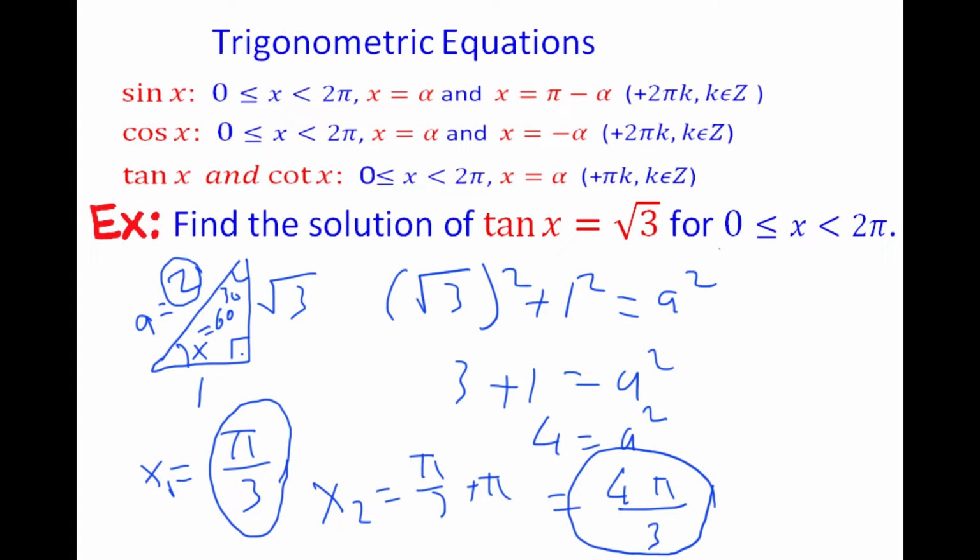Why? Because we are asked to find the solutions within this interval. Okay. So both solutions are less than 2 pi. That means if you put pi divided by 3 instead of x, then we're going to have square root of 3. If you put 4 pi divided by 3 instead of x, again we're going to have square root of 3.